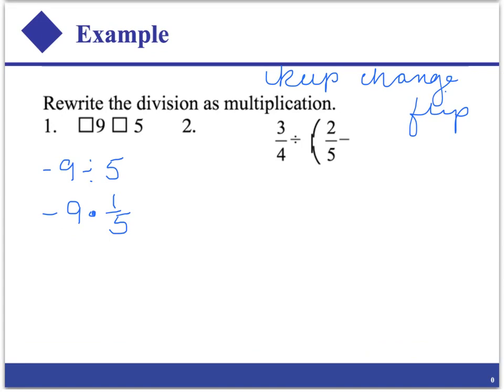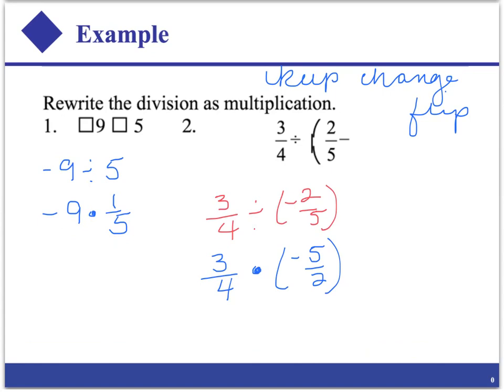Let's look at number 2. The original problem is 3/4 divided by -2/5. So we're going to keep the first one, change the operation sign to multiplication, and then flip the second one. And because it was negative, it still has to stay negative.